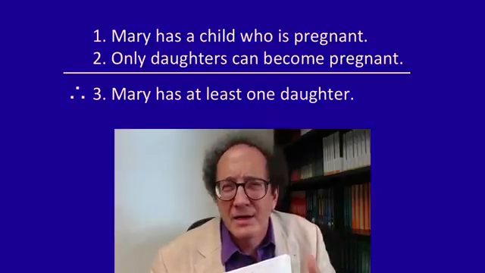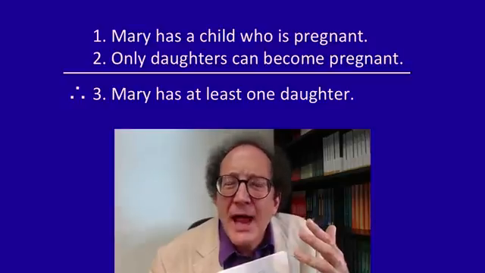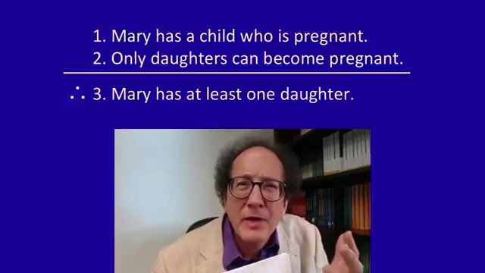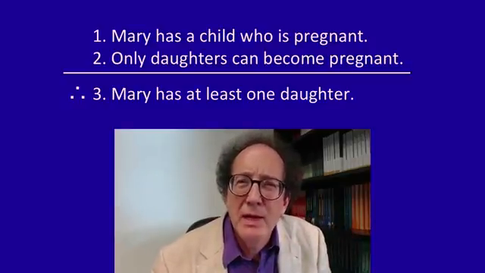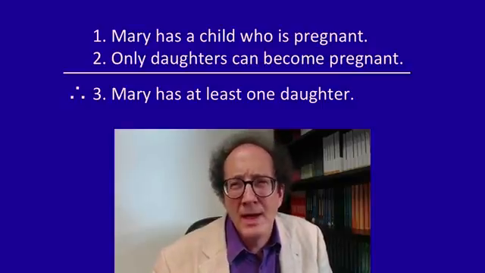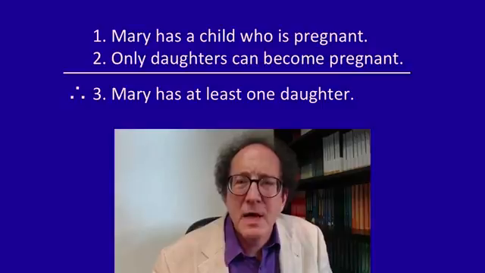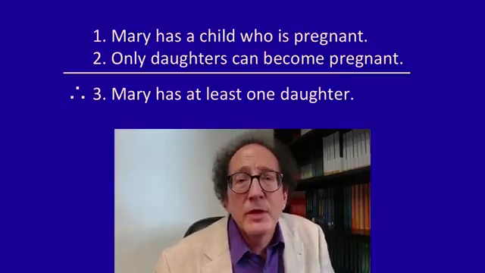So try it again. Try it with sex changes, and try it with hermaphrodites. Tell the story any way you want about Mary's children. And there's no way that both premises come out true when the conclusion's false.